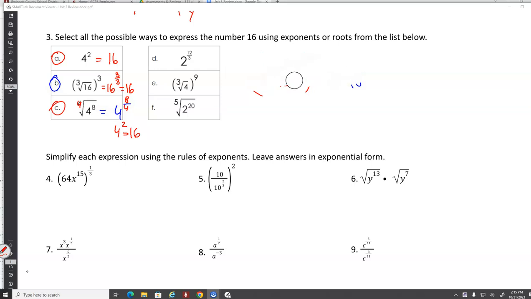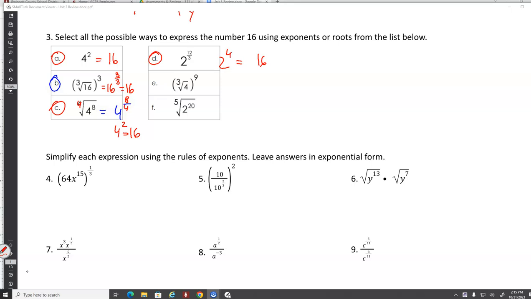Okay, now let's look at D. D, 2 raised to the 12 over 3. 12 over 3 would be a 4, simplified. So 2 raised to the 4th power is also 16. So D is also a correct answer.